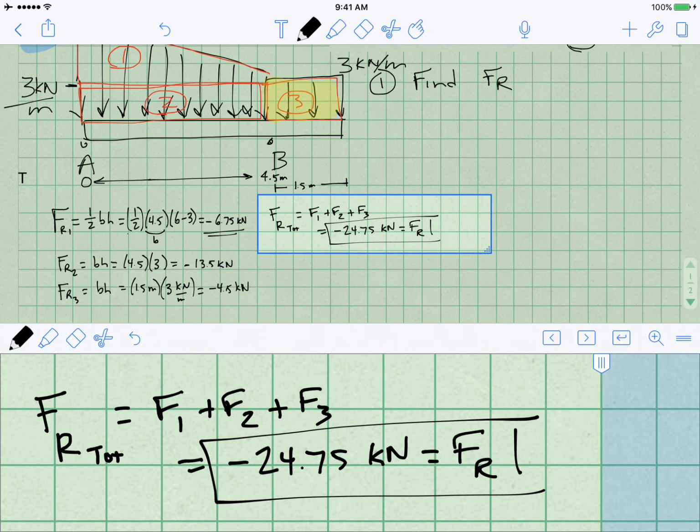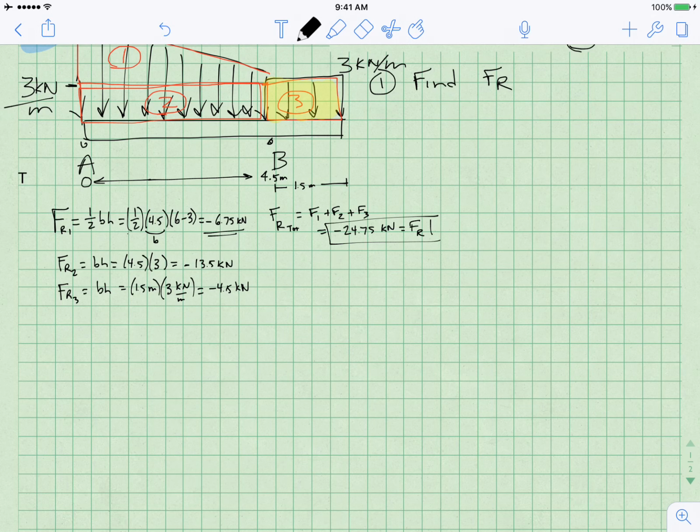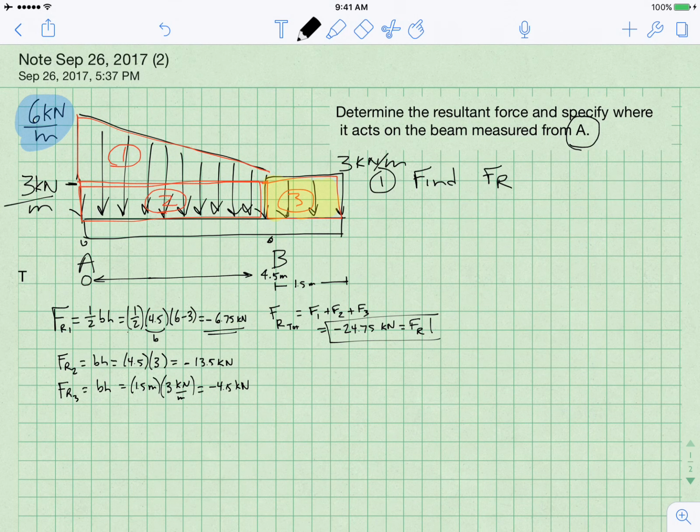Okay, so let's go back to the words of the problem statement and see what we are trying to do. We are determining the resultant force and specifying where it acts on the beam measured from A. We found a resultant force, but to find where it acts on the beam relative to A, we have to start thinking about moments. A has been specified as our point of reference right there, and so I am going to begin by calculating the moment at A.